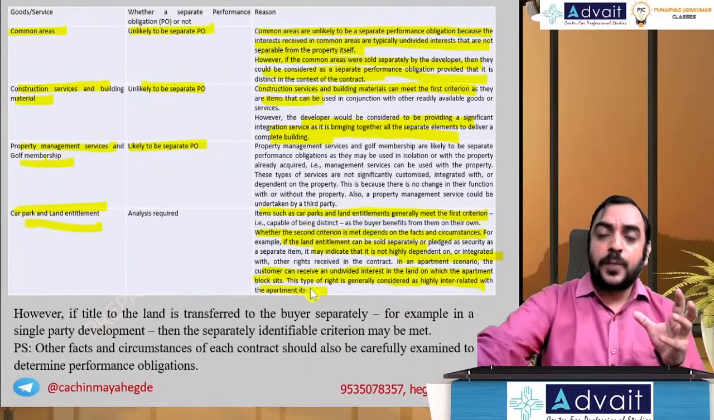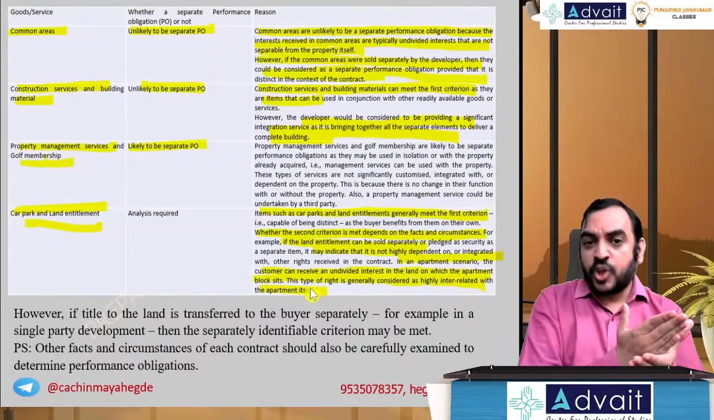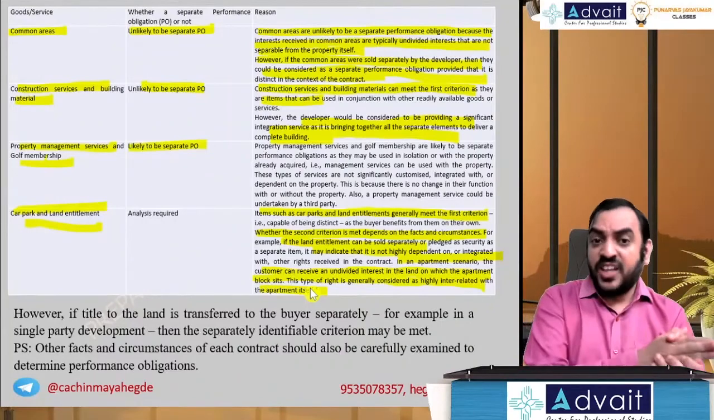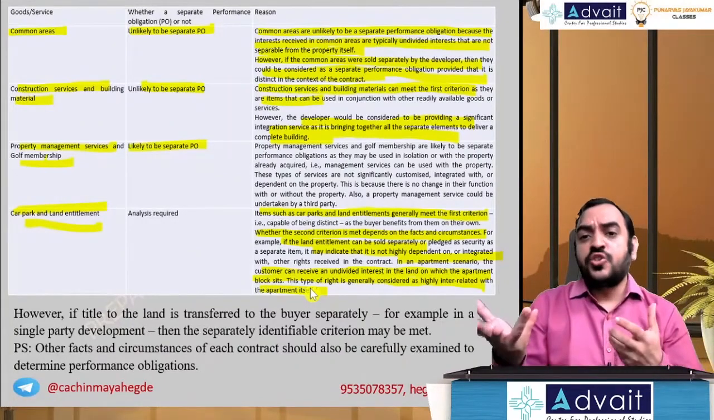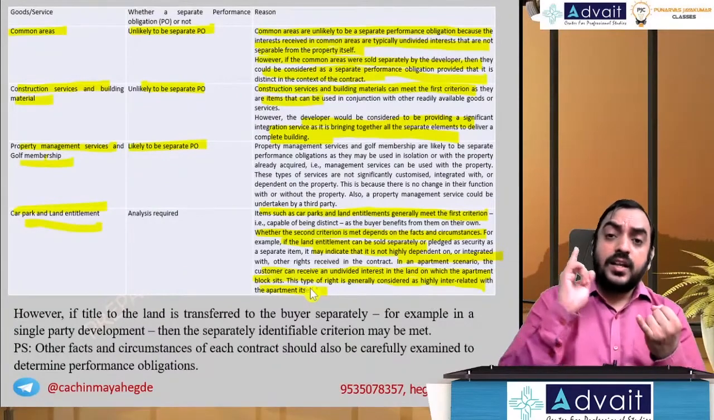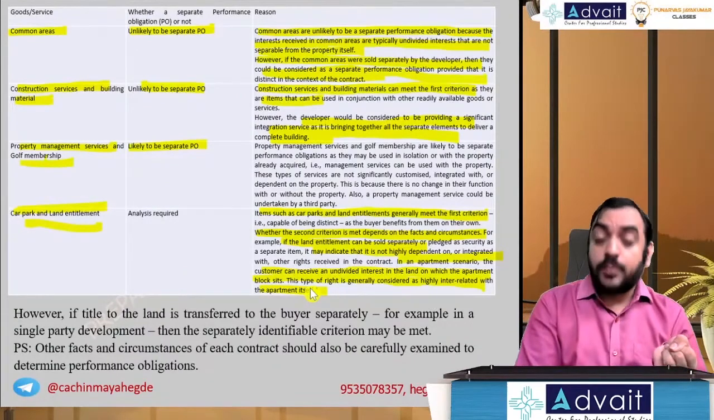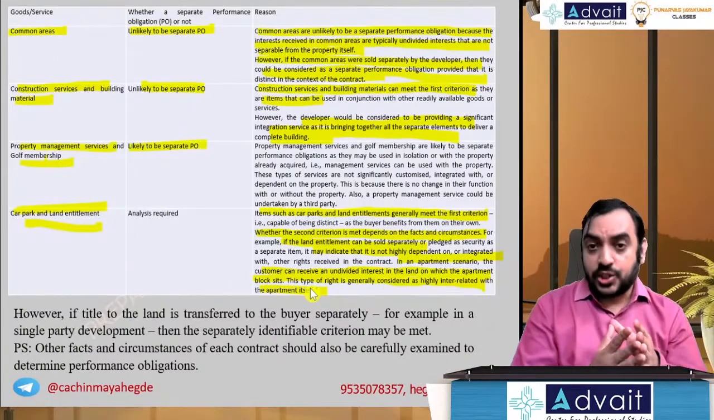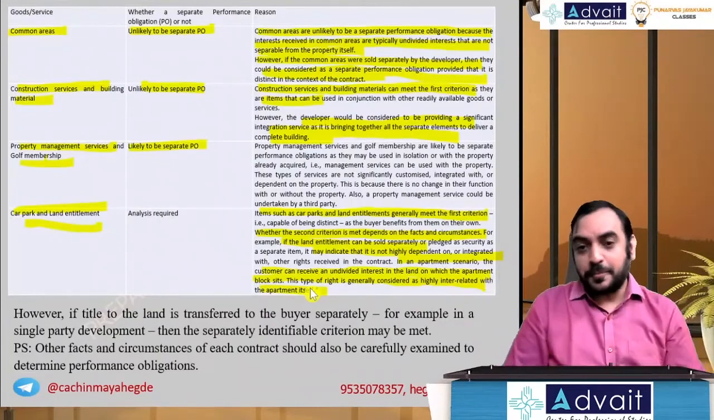But what point to be kept in mind? For a distinct performance obligation, the customer can benefit on its own or with readily available resources, and the obligation should be separately identifiable. And three more conditions to be kept in mind. There should not be integration of service. There should not be interdependency. There should not be customization. Then we can say they are separate.